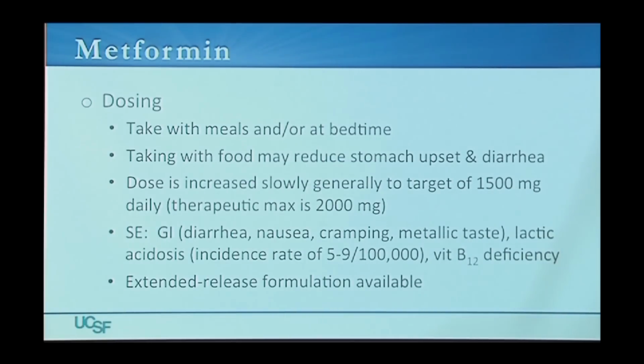So we may start on 500 milligrams once a day or twice a day and slowly get up to about 1,500 to 2,000 milligrams. That's a real treatment amount to get our A1Cs down.